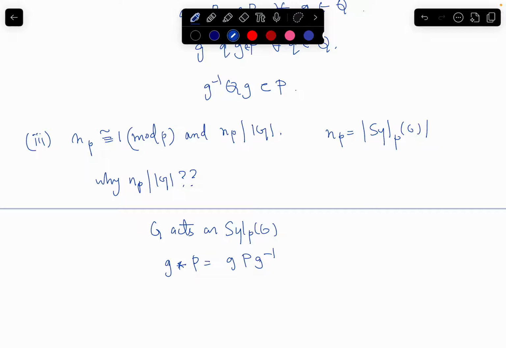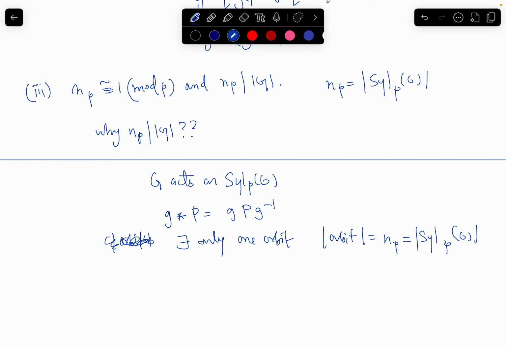So we want to find what is the size of this orbit. By Sylow's second theorem, there exists only one orbit, and the size of the orbit is the number of Sylow P subgroups, because they partition the set of all Sylow P subgroups. The size of the orbit divides the order of the group, so n_P divides the order of the group, and that's the reason why.